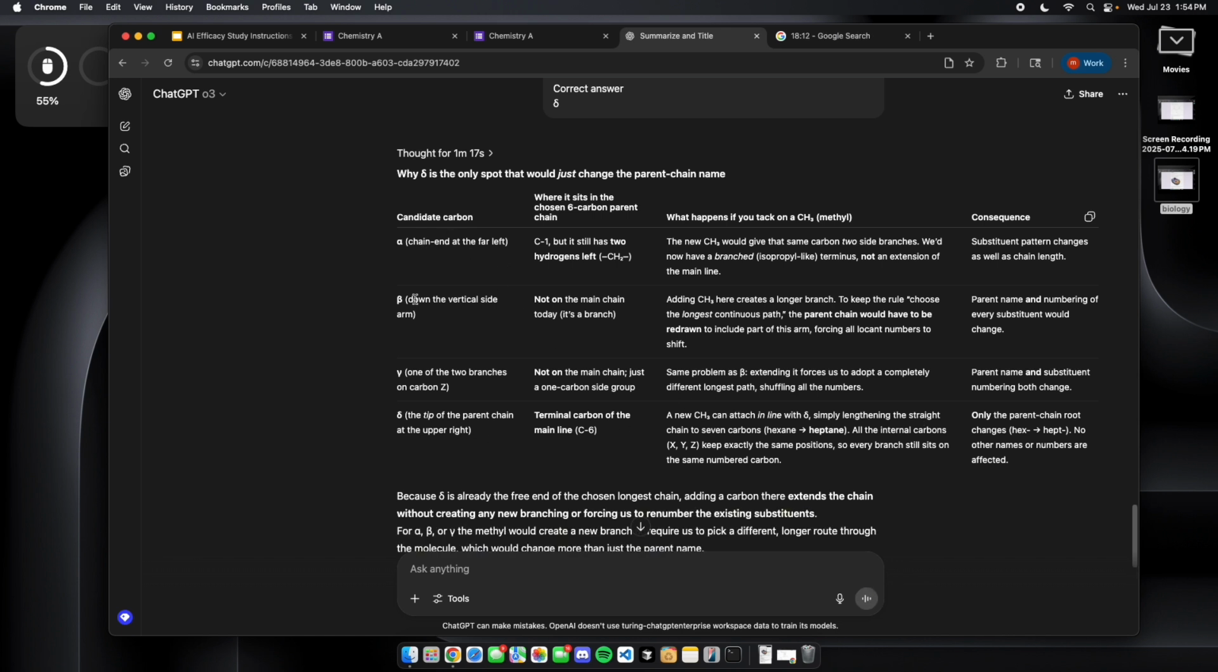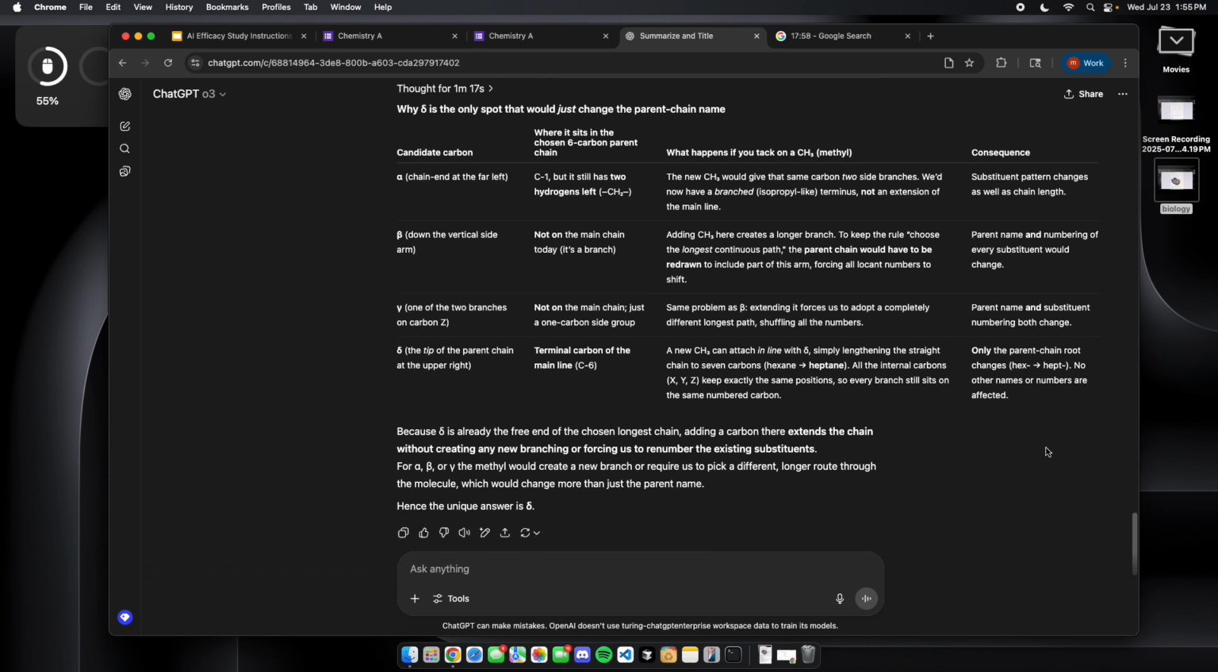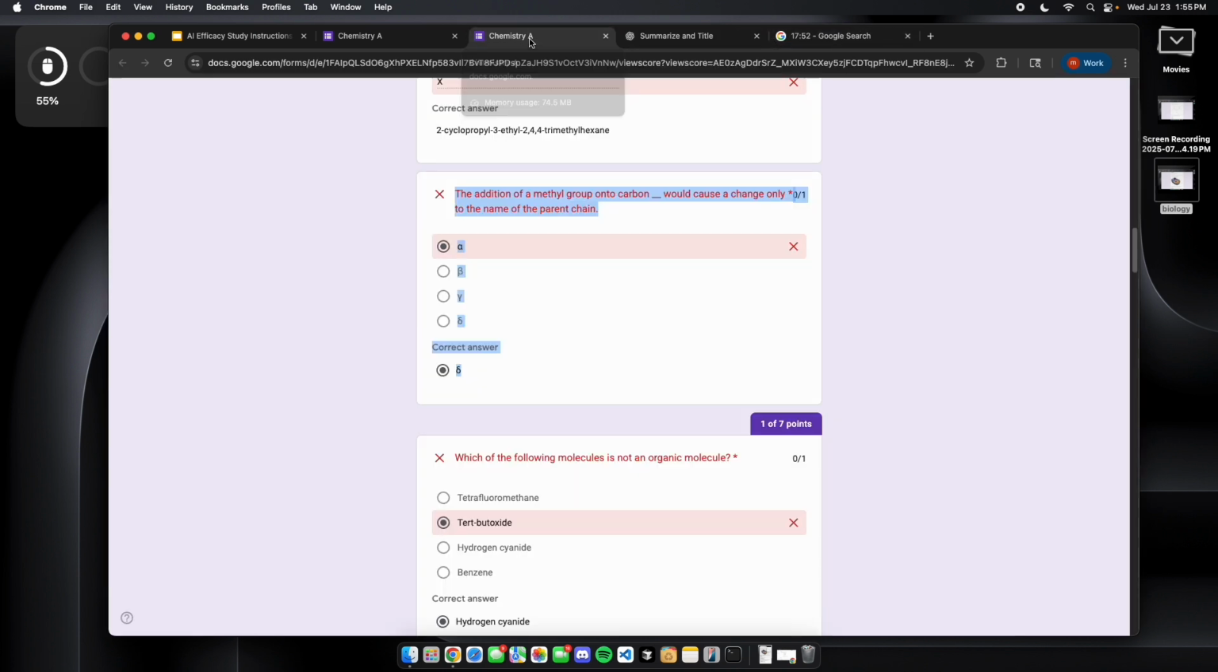A chain end at the far left, B down the vertical sidearm, Y one of the two branches on carbon Z, the tip of the parent chain at the upper right. Terminal carbon of the main line. Only the parent chain root changes. No other names or numbers are attached. Okay, so it's kind of like an outlier, so that's why.